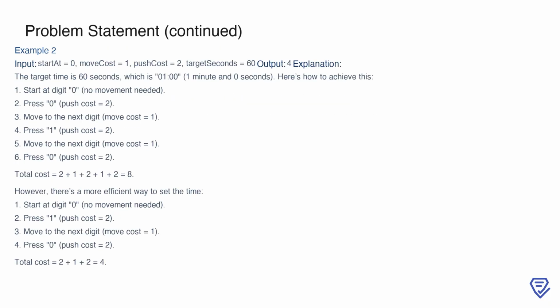Now consider another example where the starting digit is 0, the cost to move the cursor is 1, the cost to press a button is 2, and the target time is 60 seconds. This is equivalent to 1 minute and 0 seconds, displayed as 1:00. One way to set this time is to press 0, move the cursor, press 1, move the cursor again, and finally press 0. This approach gives a total cost of 8. However, there's a more efficient way. You could start by pressing 1, move the cursor, and then press 0. This reduces the total cost to 4. This highlights the importance of considering all possible ways to set the time and choosing the one that minimizes the cost.